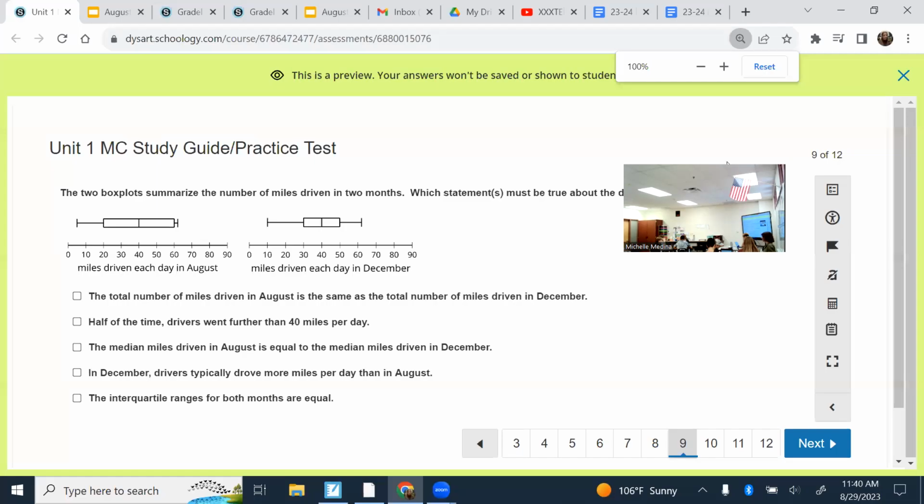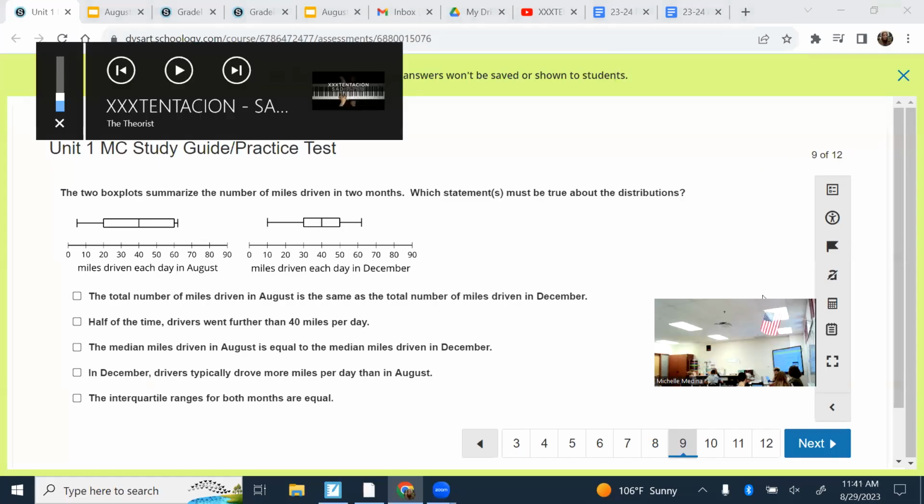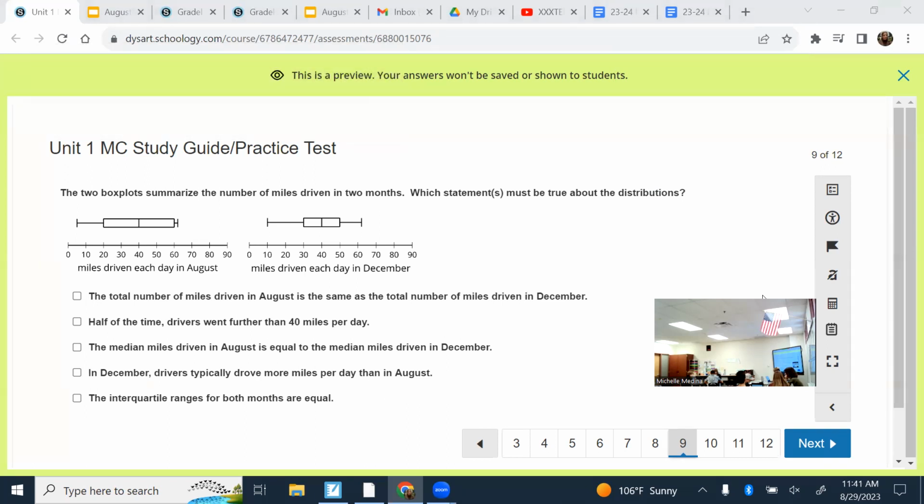Practice test. So we have two box plots that summarize the number of miles driven in 2 months. Which statements must be true about the distributions? There could be more than one, or there could be one, but you have to check all of them if it says which statements. So in that case, I'm just going from top to bottom.